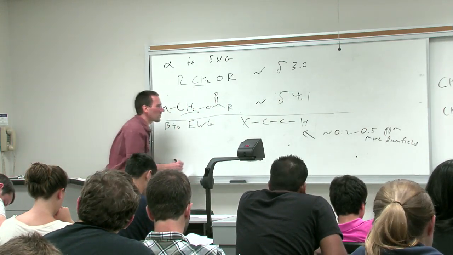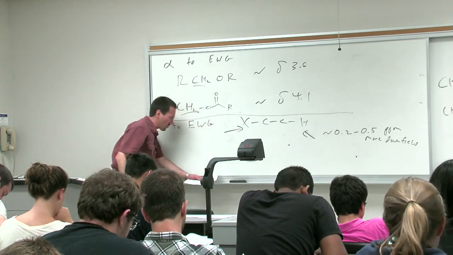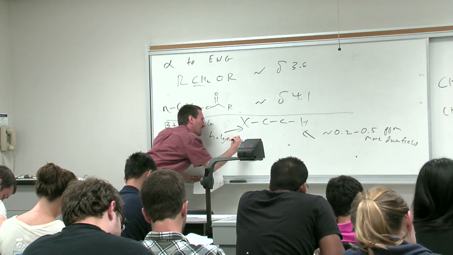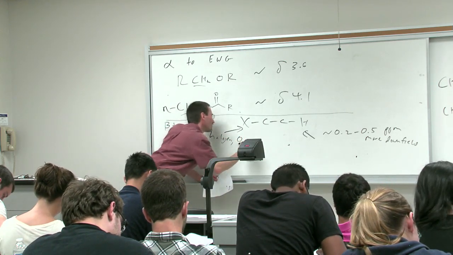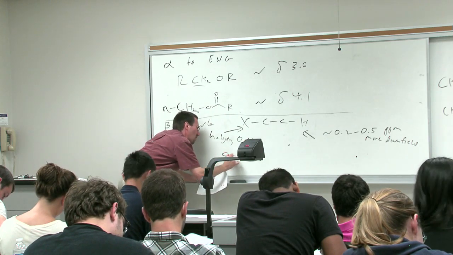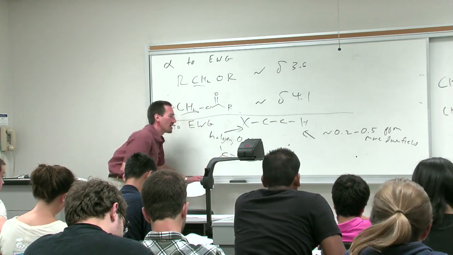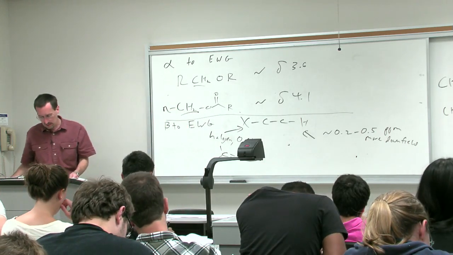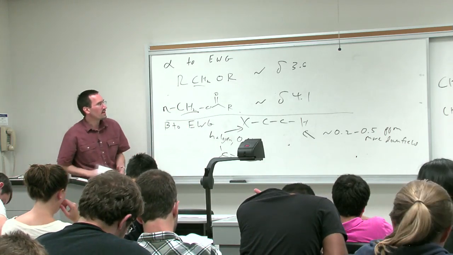And in general, what do I mean by electron withdrawing groups? I'll be pretty generous here. Halogen, oxygen, let's say nitrogen, anything that's electronegative. Also, a carbonyl, maybe a little bit less, even things like a benzene. So that's worth keeping in mind.